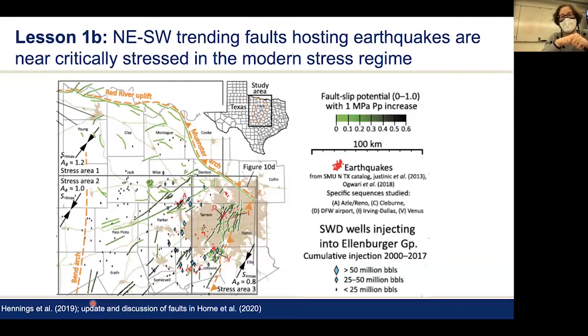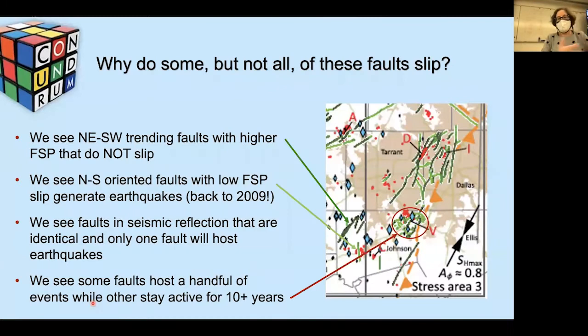The darker color means that the faults are oriented in such a way for higher slip potential. Some of these high slip potential faults have generated earthquakes, many have not. Some faults that generated earthquakes do not have high slip potential under these series of assumptions. So it's an interesting data set that has been published in other oil and gas basins, but even in the Fort Worth Basin, there's some questions on how you interpret it and what sort of predictive tool it is. So as Richard pointed out much earlier, why do some, but not all of these faults slip?